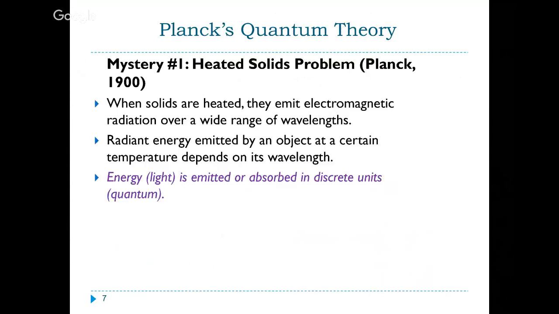So we're going to look at two different mysteries. The first one is the heated solids problem. Max Planck, back in 1900, was looking at what we call black body radiation. When you heat up a metal, when you heat up an object, it will glow a certain color. We know that if you turn your stove on, your burners will turn red. If you get them really hot, we talk about white hot objects, right?